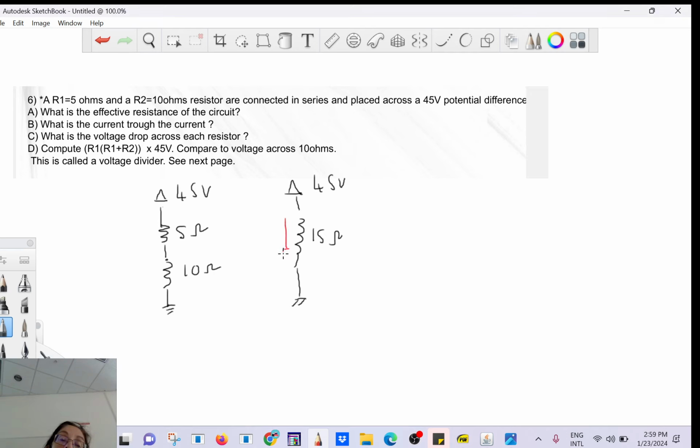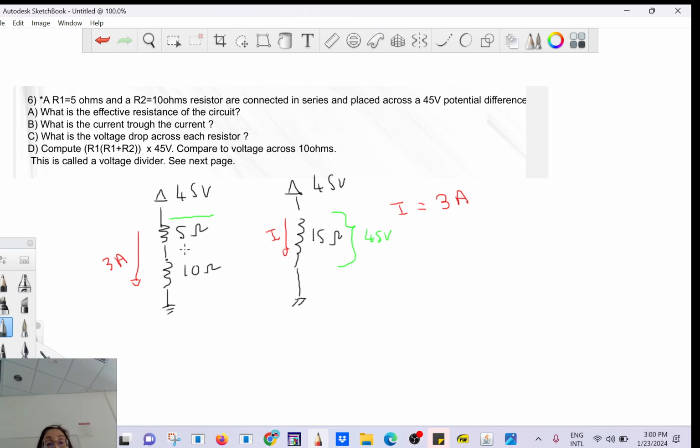That's going to be the current. So the current will be 3. Is that 3? Okay, because there is only one load, the voltage drop is 45 volt. So now you go back one step. So that will be 3 amps.